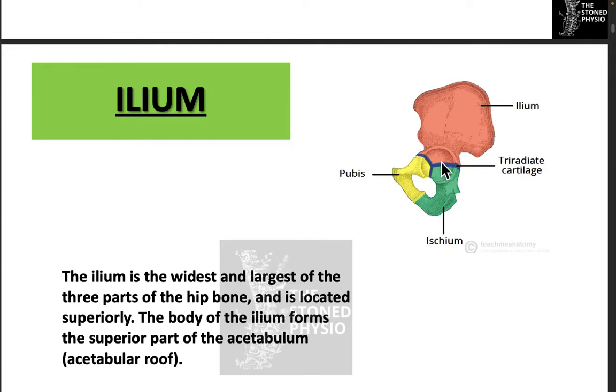Also we can see that a major proportion of this acetabulum is being made by the ilium and the ischium, but only a small proportion of this acetabulum is made by the pubis. So from that also we can figure out that there are different proportions in which these three bones participate to make the acetabulum. Also here we can see this cartilage that is called the triradiate cartilage, acting as an adhesion to maintain the integrity of this joint.